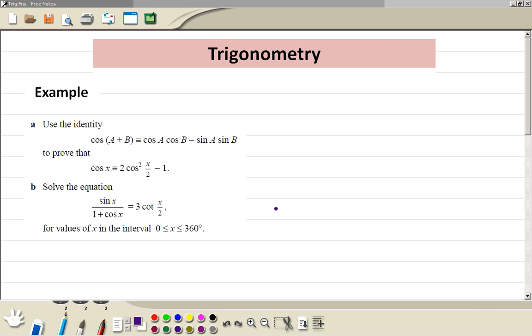Try this question yourself. When you've done it, then check the solutions. Part A. Now this is the compound angle formula.